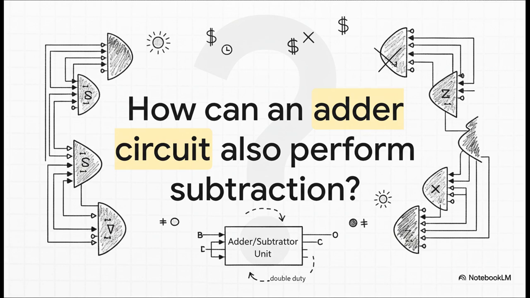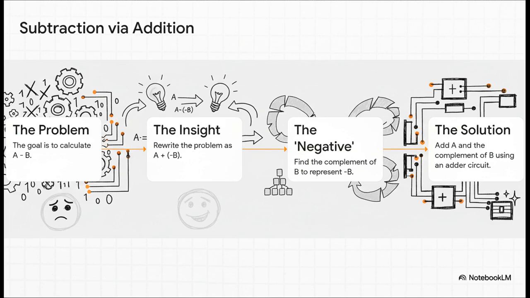Building a whole separate circuit just for subtraction, that would be a huge waste of silicon, of time, of money. So the billion-dollar question for early engineers was this: could you somehow make a single adder circuit do both jobs? And the answer was a huge yes, thanks to this beautiful little process.